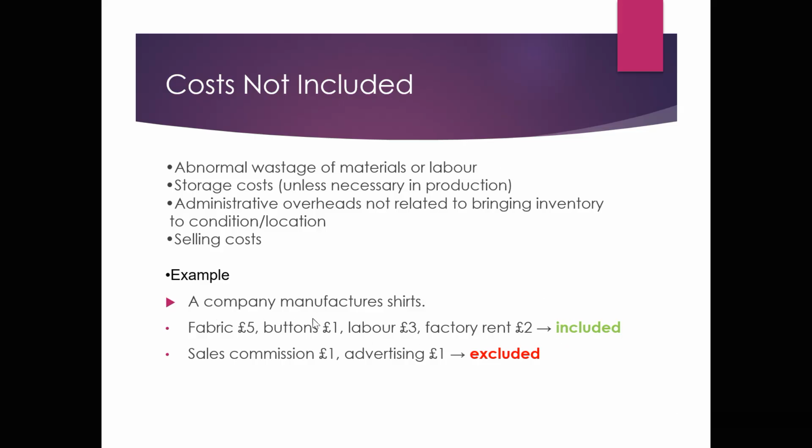Let me just use an example. A company manufactures T-shirts. Fabric is £5, buttons are £1, labor is £3, and factory rent is £2. You have to include these in your cost of inventory because for that T-shirt they produce, they will use fabric and buttons, then they will need labor to sew it, then they will need to pay rent for the shop. The shop rent might be £20 a month, and £2 might relate to that production. If they broke it down, then it needs to be included. However, sales commission is £1 and advertising cost is £1. You cannot include them as inventory, so you have to exclude them. I don't know if that's clear.